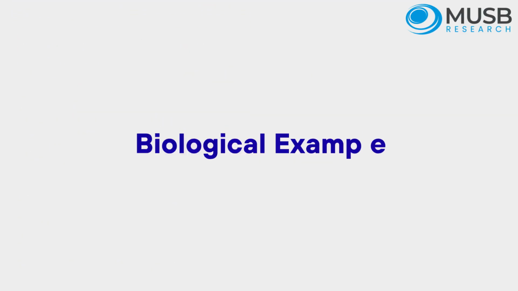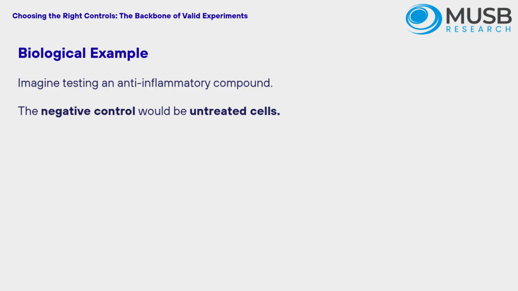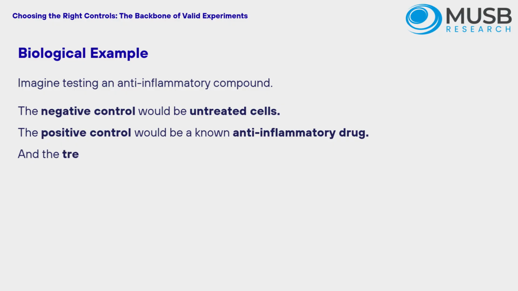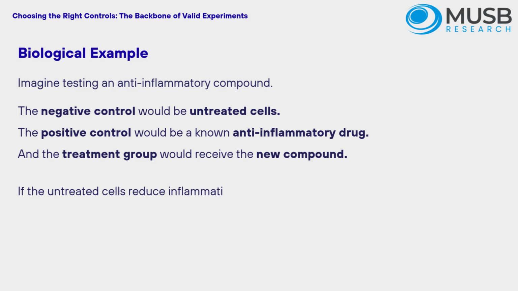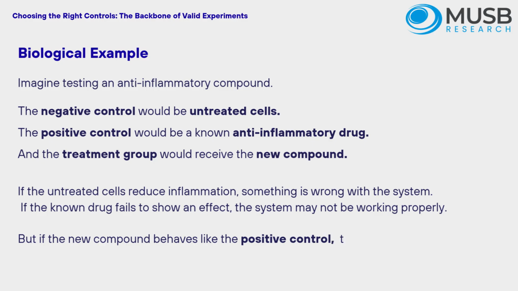Biological example. Here is a biological example. Imagine testing an anti-inflammatory compound. The negative control would be untreated cells. The positive control would be a known anti-inflammatory drug, and the treatment group would receive the new compound. If the untreated cells reduce inflammation, something is wrong with the system. If the known drug fails to show an effect, the system may not be working properly. But if the new compound behaves like the positive control, that is a promising result.